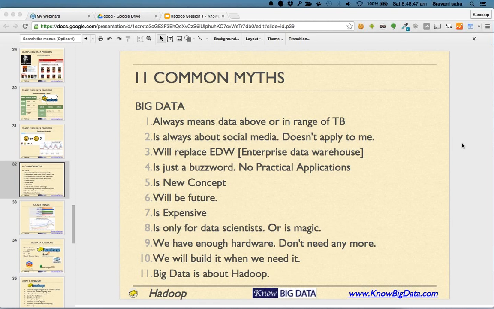It will be the future? No, it's the present. It's expensive? No, it's basically the opposite of expensive. Most distributed computing is all about using multiple computers, and therefore it's always favorable to have more computers than one very big computer. Instead of buying a very big computer, it's always suggested to have more computers.